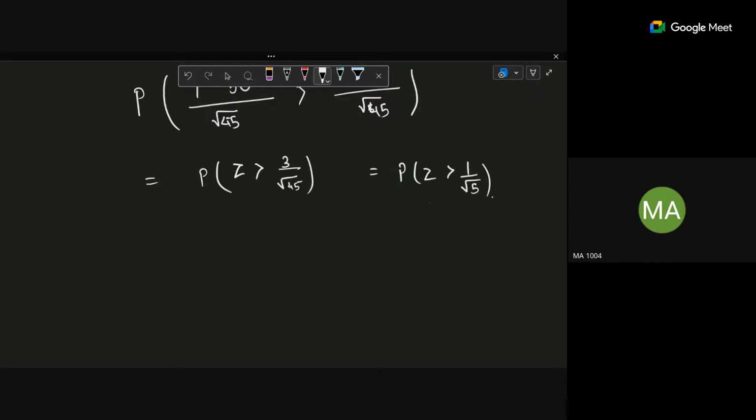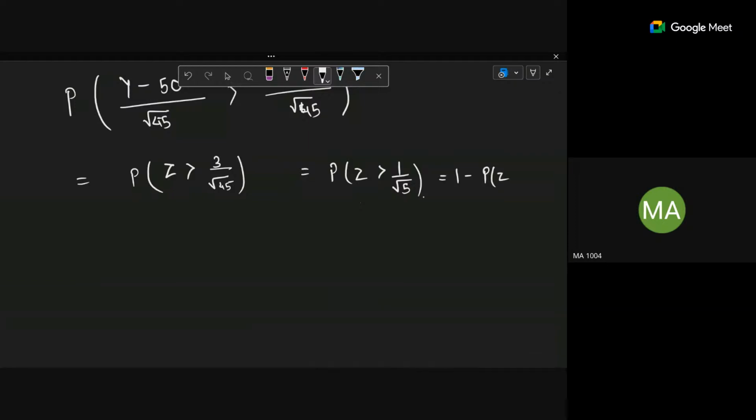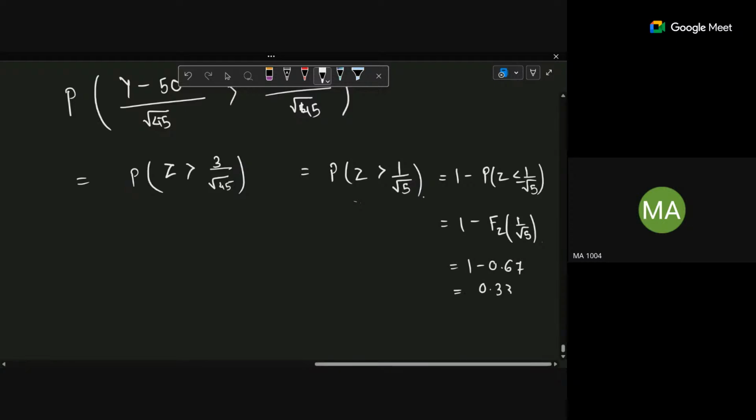So now this is Z greater than 1 upon root 5. Now 1 minus P of Z less than or equal to 1 by root 5. Why do we change this to 1 minus? We are bringing it into CDF form, ma'am. Yes, exactly. CDF format. So FZ of 1 upon square root 5, that value might be given to you as 0.67, right? Yes. And that will be 0.33. That's it.